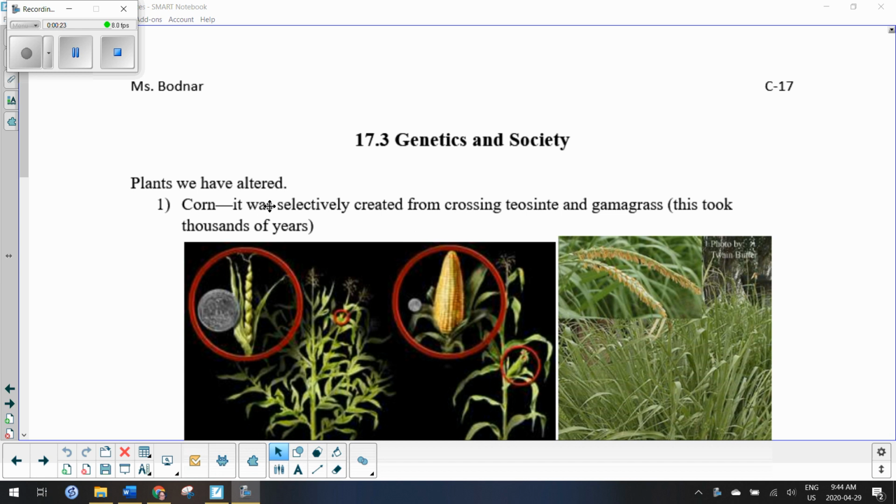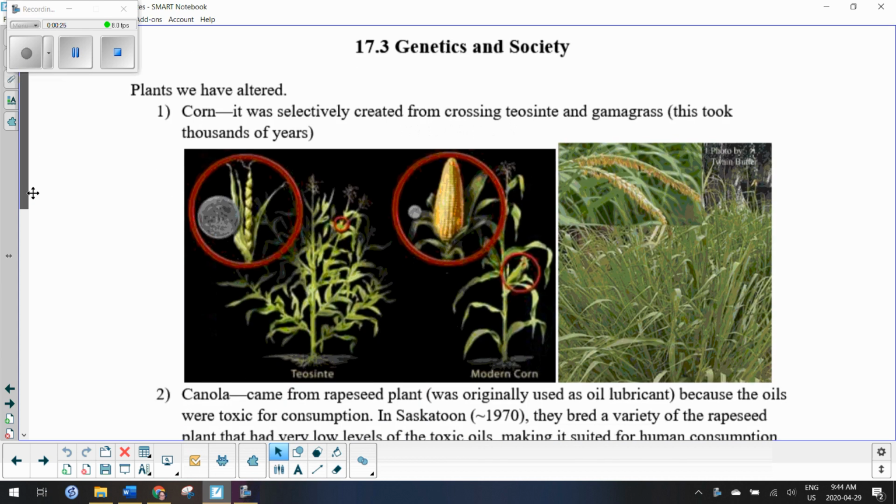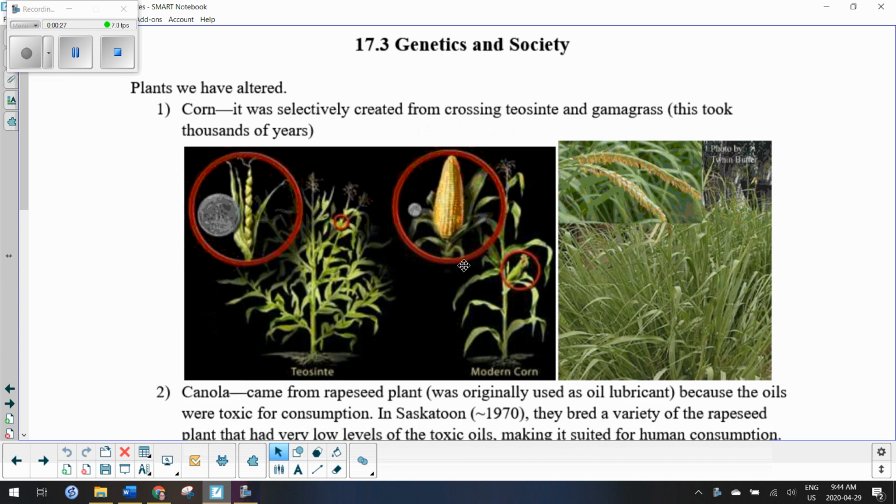So one example of an organism that we have altered is corn. Corn is a big staple in our diet today, and it actually didn't exist on this planet originally. So it was actually selectively bred by crossing two different types of plants, teosinte and gamma grass. So they mated these two, or crossbred them, to create the corn that we do know today.